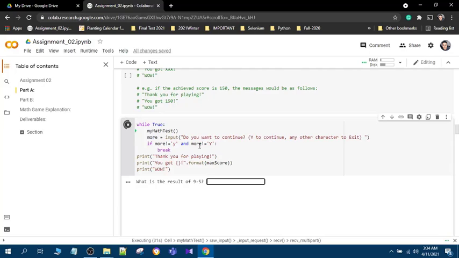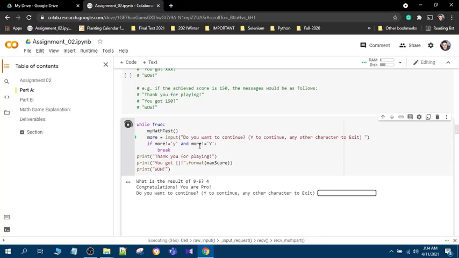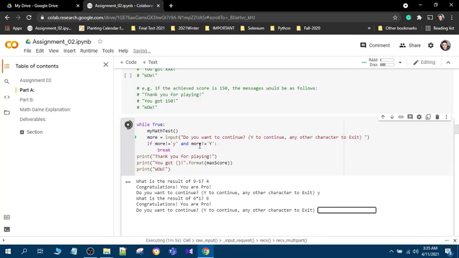Let's do some math. Is 9 minus 5 equal to 4? You can see it is telling that congratulations, you are pro. And it is also asking, do you want to continue? If you want to continue, then you need to put Y. Otherwise, you need to input any other character to exit. So I want to continue, so Y. So 6 times 1 is equal to 6. You can see it is asking to continue again if I want to. Then I'm going to put Y.